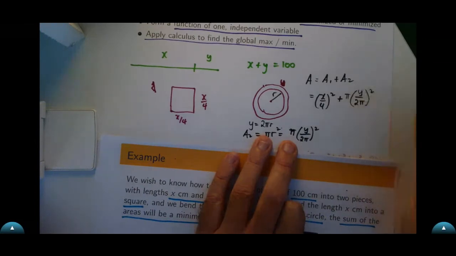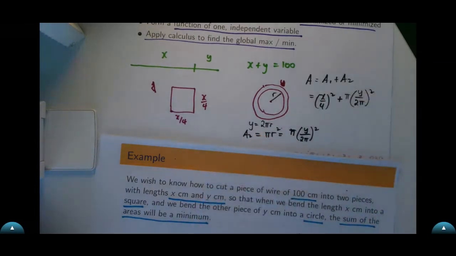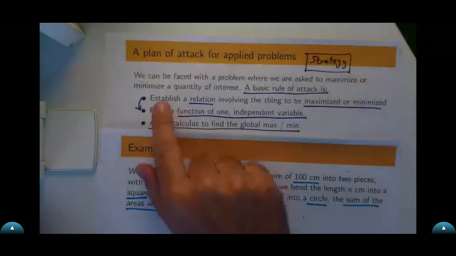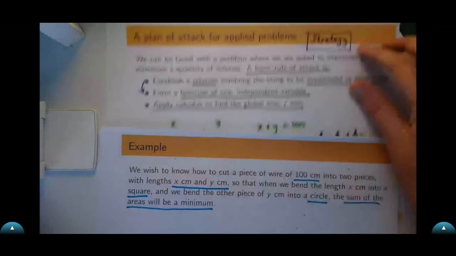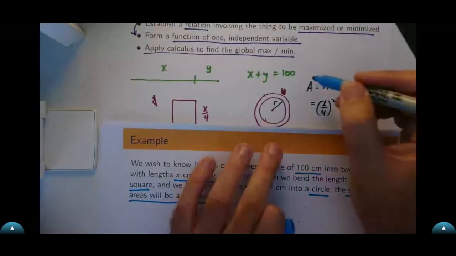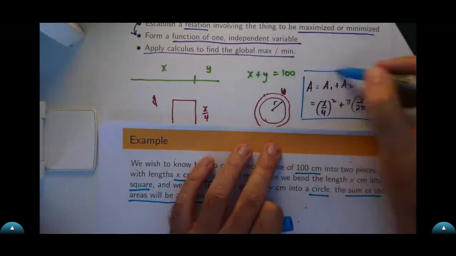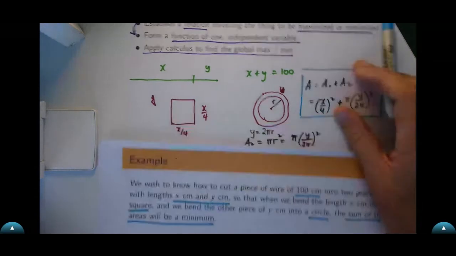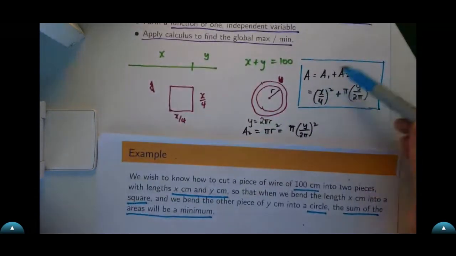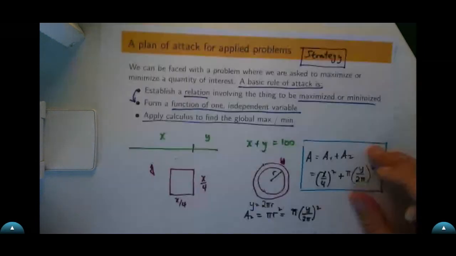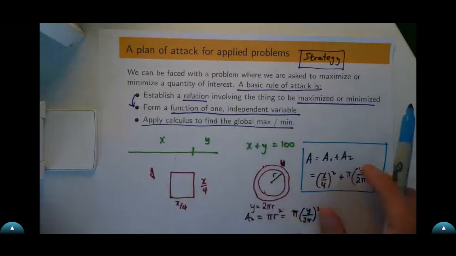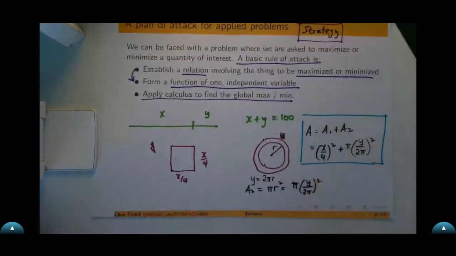Okay, so where are we with our thing? Establish a relation involving the thing to be maximized or minimized. Well, that's it. Okay, I haven't simplified everything there, but that's it. And so what we would like to do now is form a function of one independent variable.